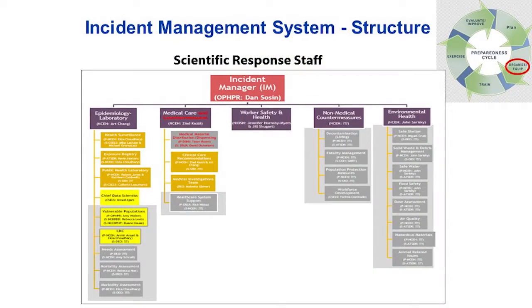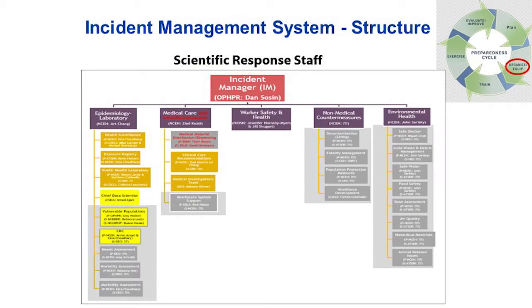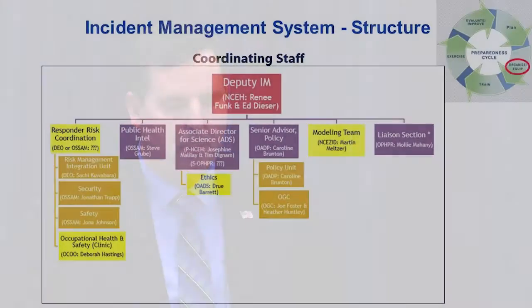So as a part of that, unique to CDC, we have a scientific response staff utilizing our expertise across the agency to be a part of this response and fill out this response staff. Again, we're focused on the first 48, 72 hours. There are a number of grayed out boxes here across the epidemiology and laboratory task force, medical care and countermeasures, worker safety and health, non-medical countermeasures, and environmental health. A lot of those grayed out are those elements that we anticipate being a part of this response once we get into the 72-hour and beyond mark.